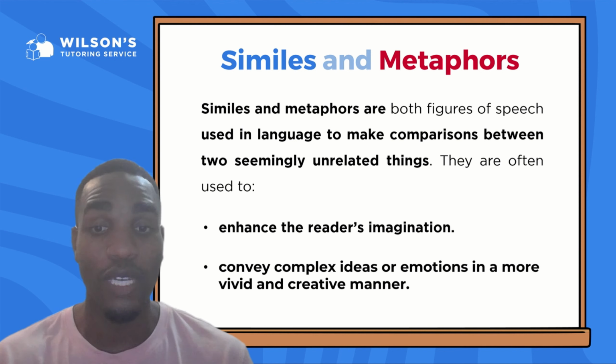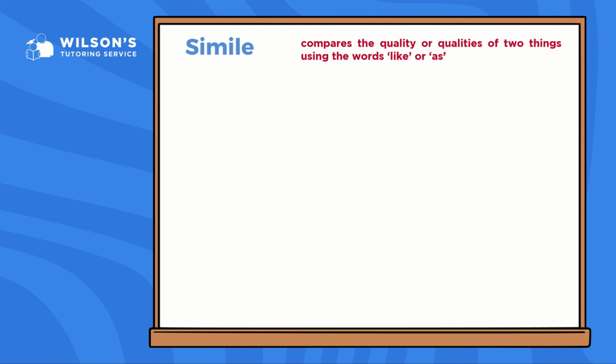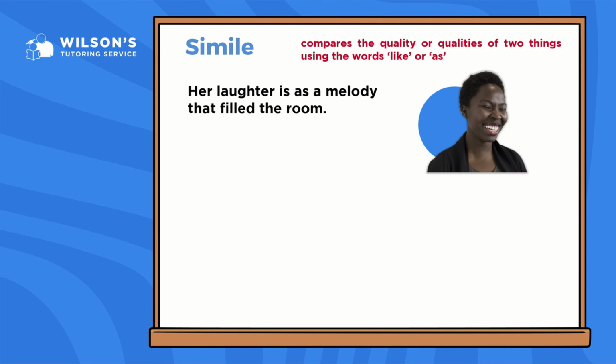vivid and creative manner. A simile compares the quality or qualities of two things using the words like or as. For example, her laughter is as a melody that filled the room. Her laughter is like a melody that filled the room.